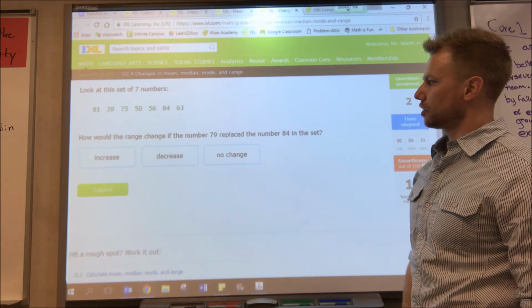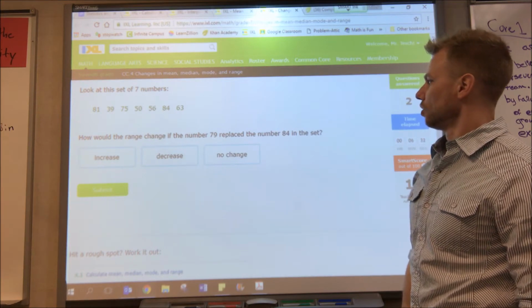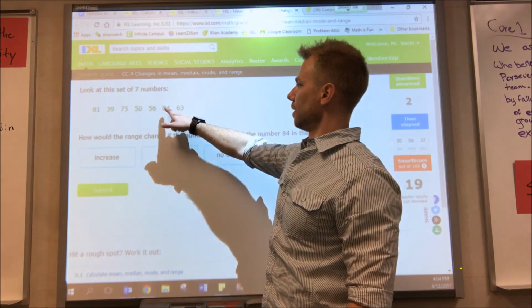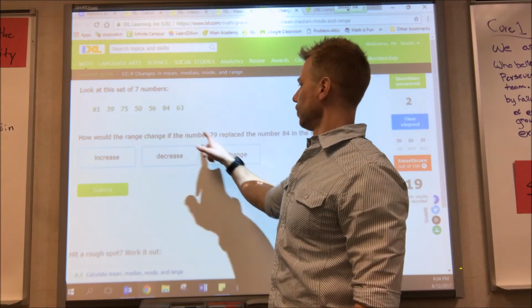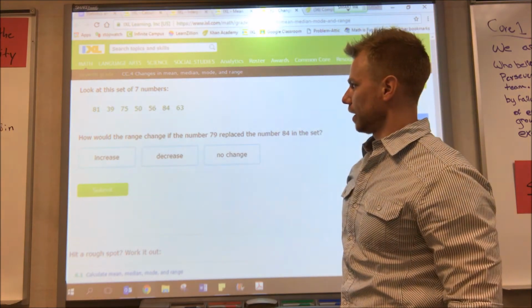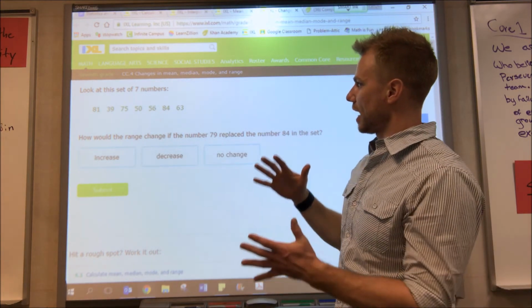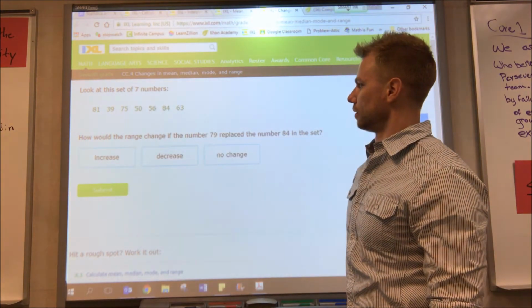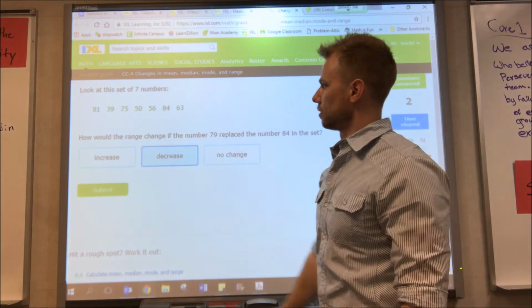Okay, how would the range change if 79 replaced 84? 84 is the bigger number, the biggest number. So if we replace that with 79, which is smaller, it's going to change our range. It's going to bring our range down because 79 is smaller than 84. So it would decrease our range.